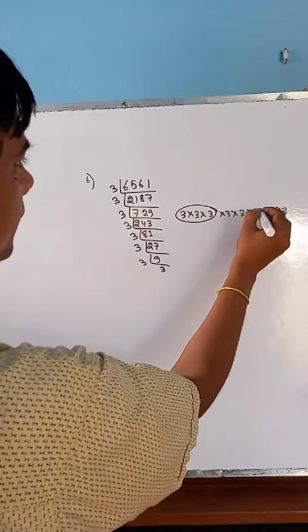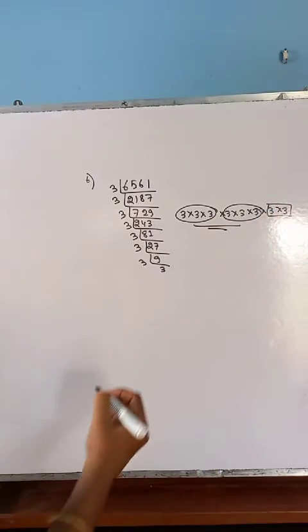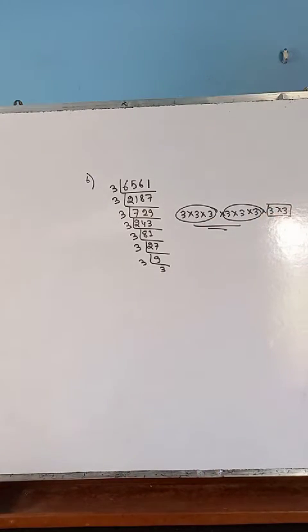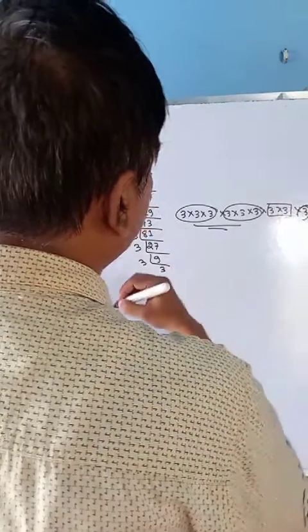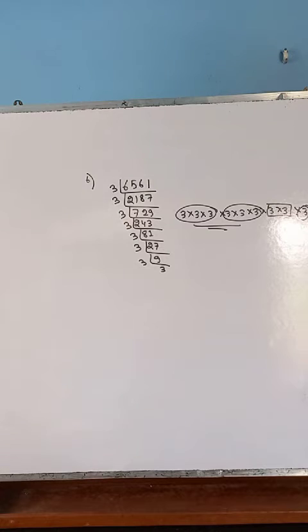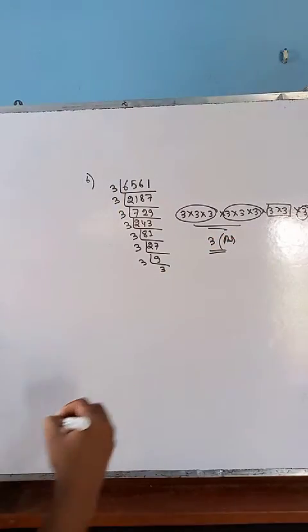This is a group of 3, this is a group of 3, but this is a group of 2. You already know that to make it a perfect cube, you need to make groups of 3. So whenever you multiply this figure with this 3, then you get a perfect cube. Clear? The question asks, what is the number to multiply? So your answer will be 3. Clear?